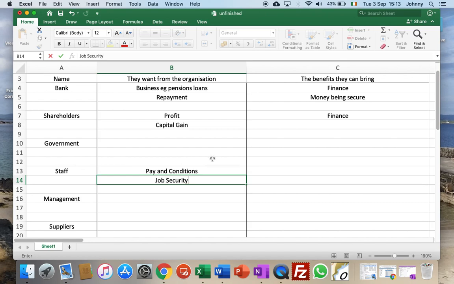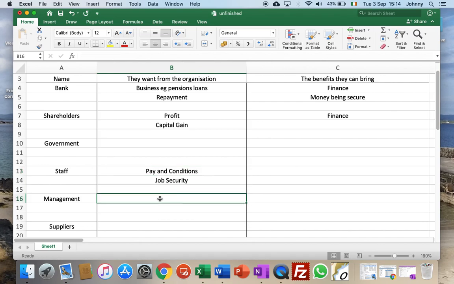Now, just focusing on pay, if we give our staff more pay, that means that we lose profit. So the shareholders will be unhappy. If pay rises happen, that means it's going to eat into their profit. So that's the source of conflict, one example of a source.